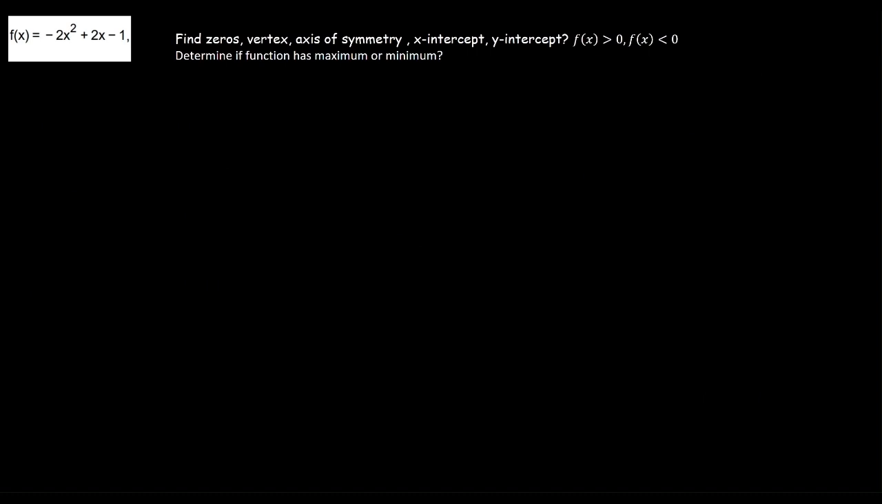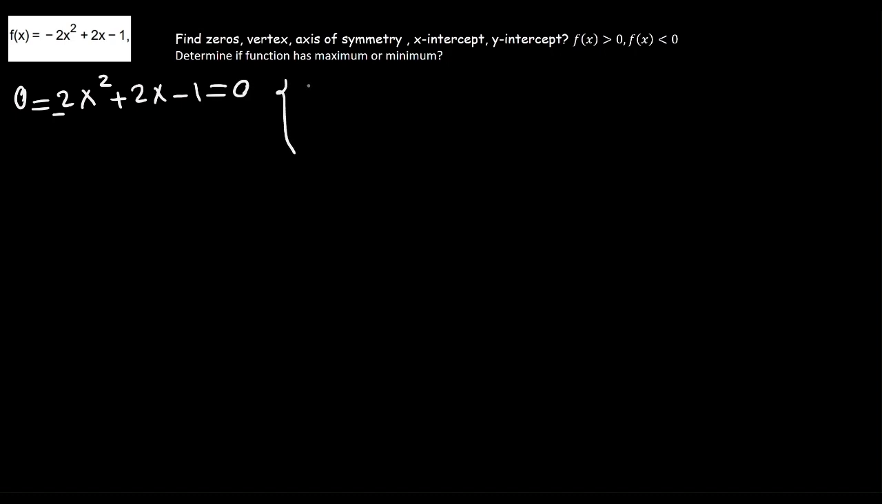For the next question, we have a quadratic equation. We want to find zeros, vertex, axis of symmetry, x-intercept, y-intercept, and then find if the function has a minimum or maximum value. So let's start by finding the zeros of this quadratic equation. We set the function to 0. Negative 2x squared plus 2x minus 1 is 0.